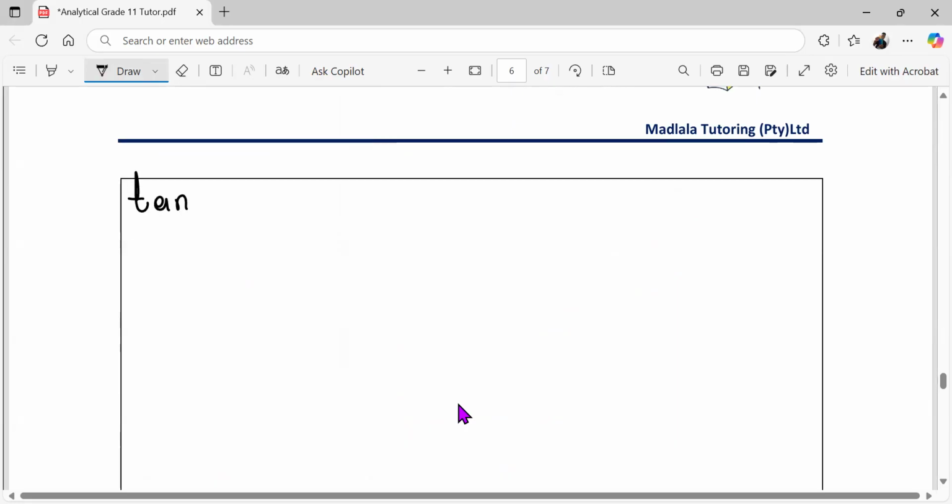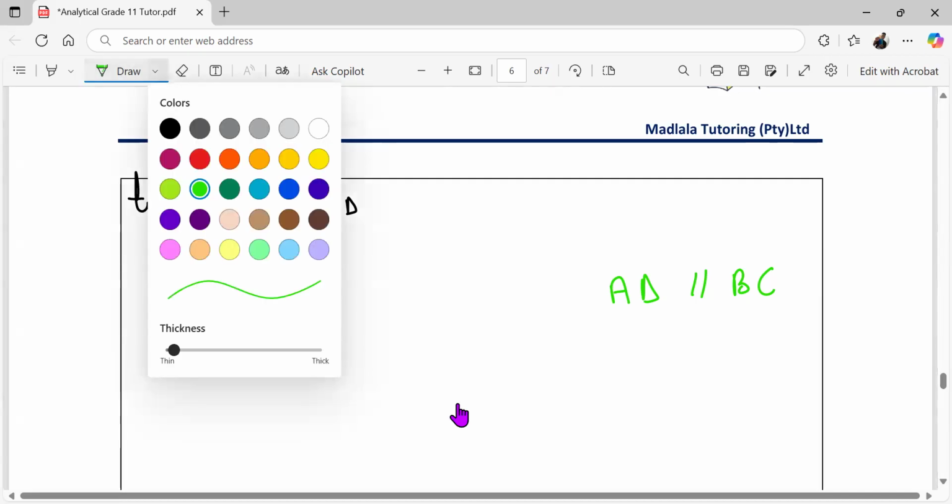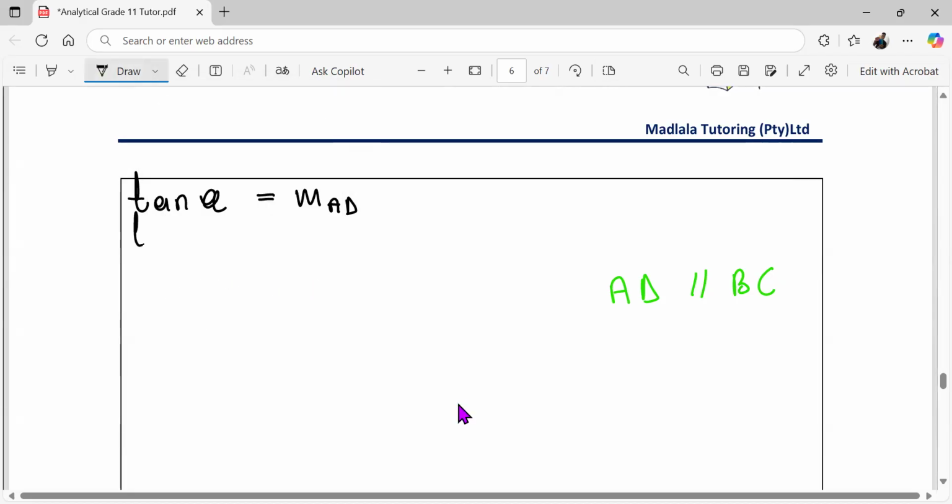Well, this is how the inclination of the line is defined. So we say the tangent of alpha is equal to the gradient of AD. But then remember, AD is parallel to BC. Why? Because they told us originally that ABCD is a parallelogram. So those are the opposite sides of a parallelogram. So we know that they have the same gradient. All right? So this means the tangent of alpha will be equal to the gradient of BC, which is -8, as we got it in the first question.